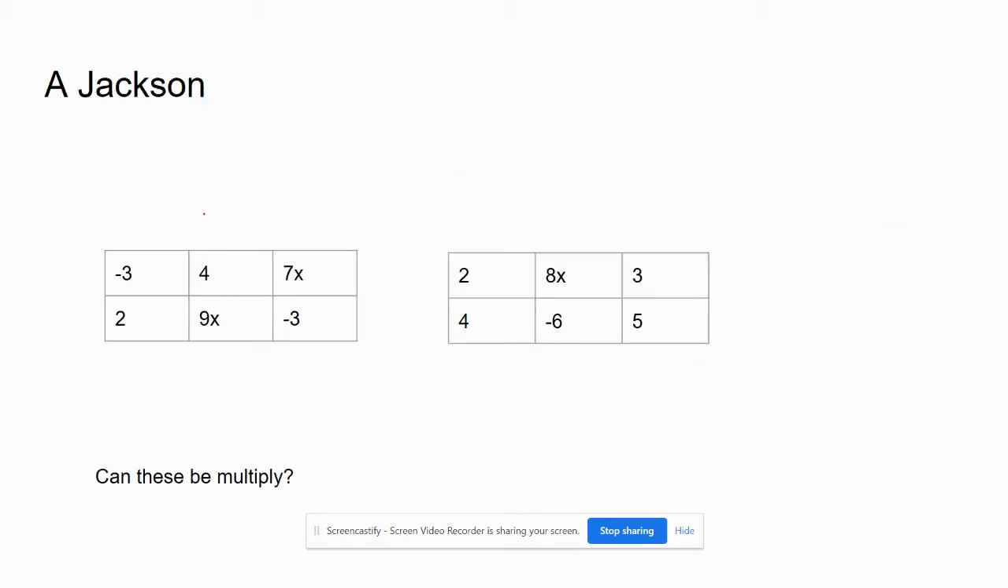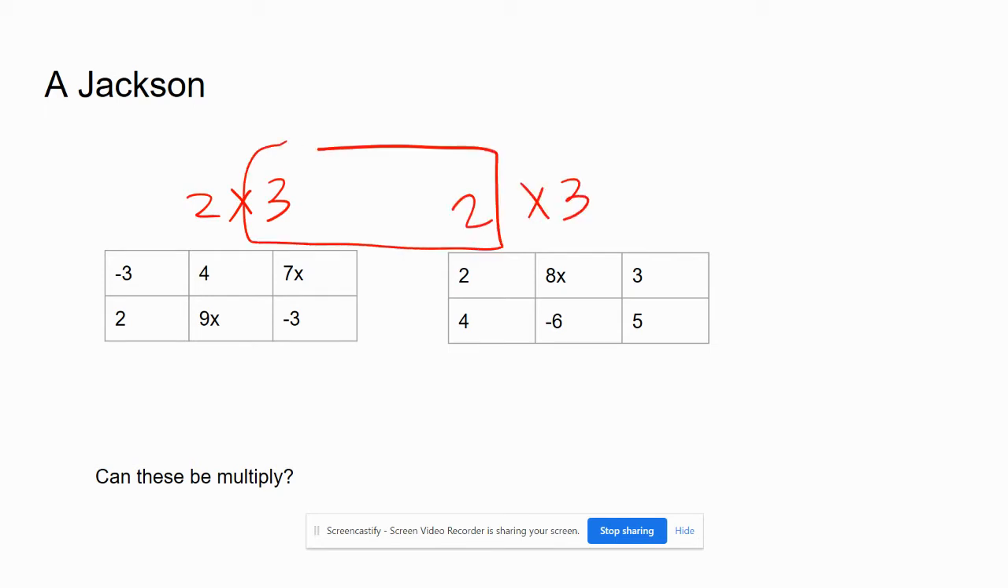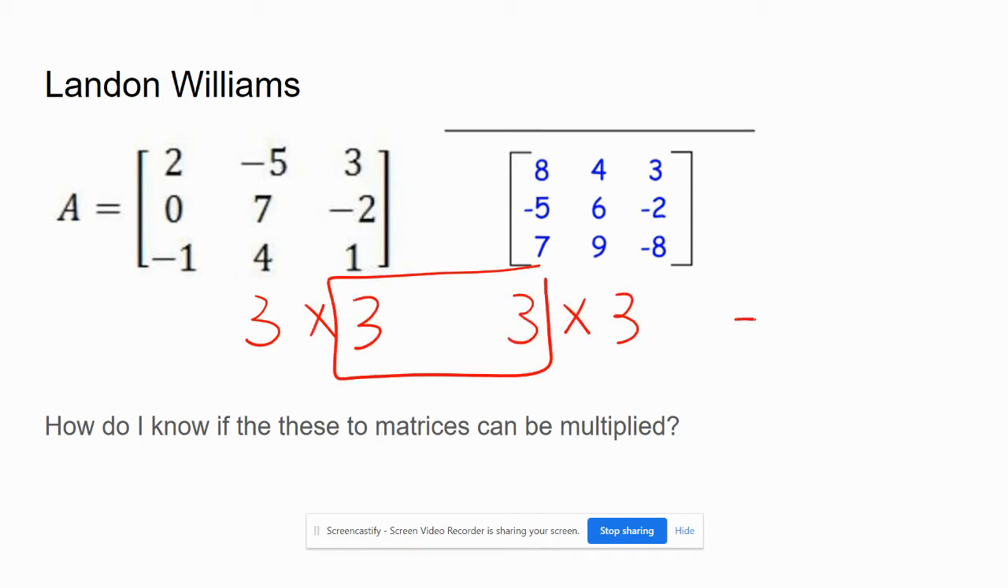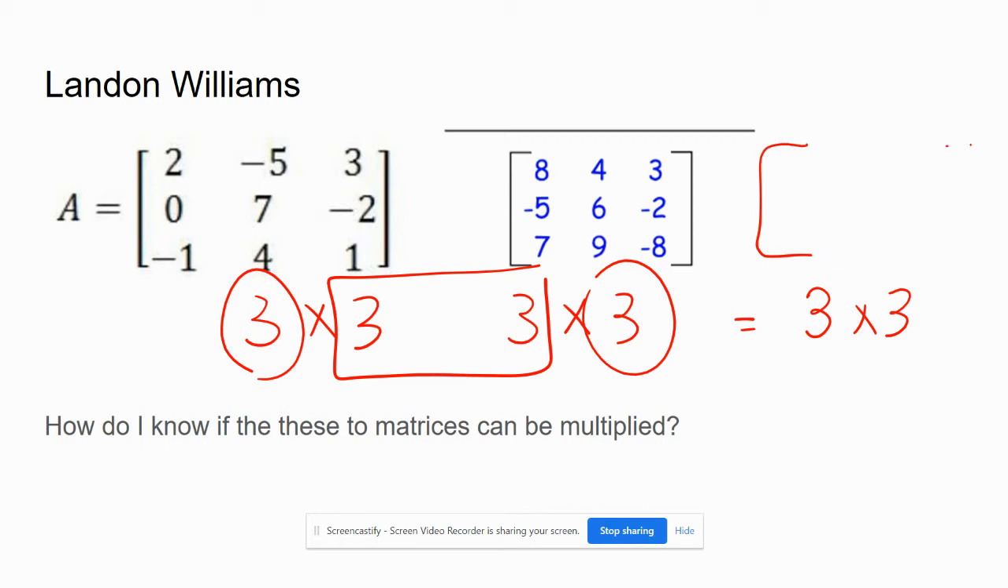Can these multiply? 2 by 3, 2 by 3. These numbers do not match. So no, they cannot. How do you know if these matrices can be multiplied? So 3 by 3, 3 by 3. These do match, and your answer is going to be a 3 by 3 matrix as well because of these outer numbers. So when you're done multiplying this, you'll end up with 3 columns and 3 rows.